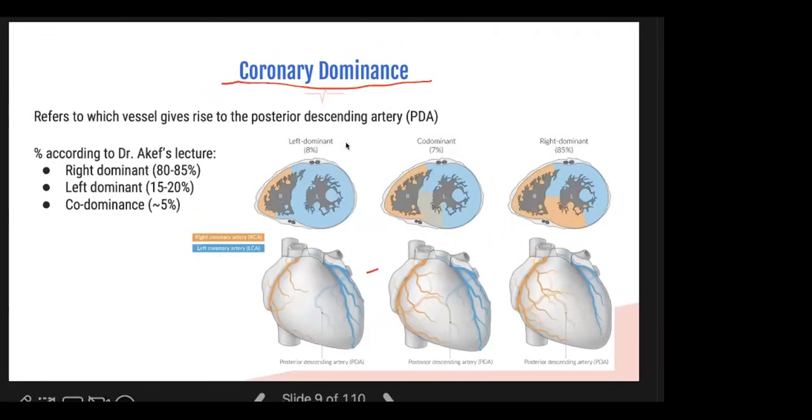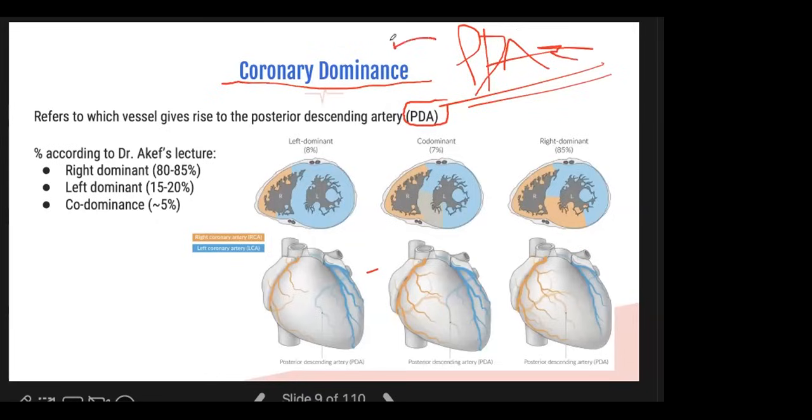Perfect. Okay, so coronary dominance refers to what? It refers to which artery is giving off the PDA. So this is going to indicate everything. Whichever artery gives off the PDA, that is what we call dominance. So you can be right dominant, left dominant, or co-dominant.